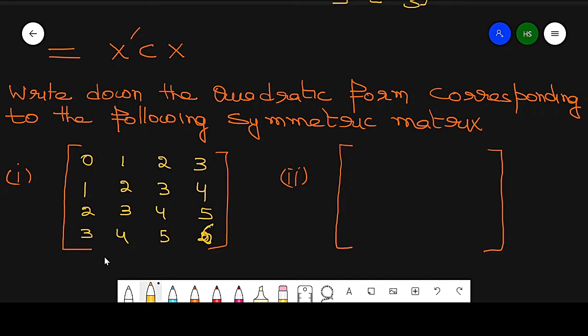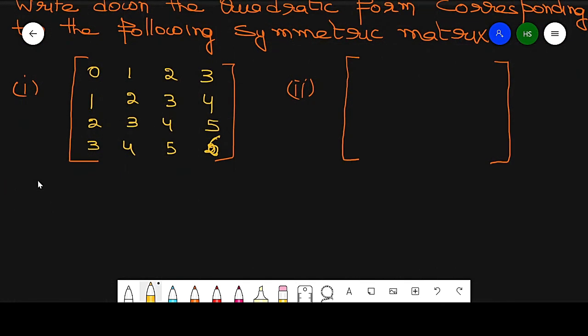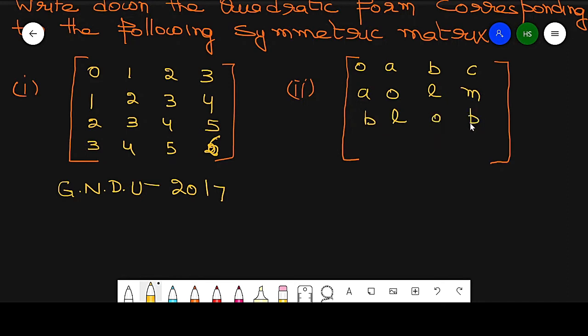This question was asked in GNDU 2017. And the second is 0 A, B and C. Next is A 0 L M, B L 0 P, and C M P 0. This was asked in GNDU 2016.